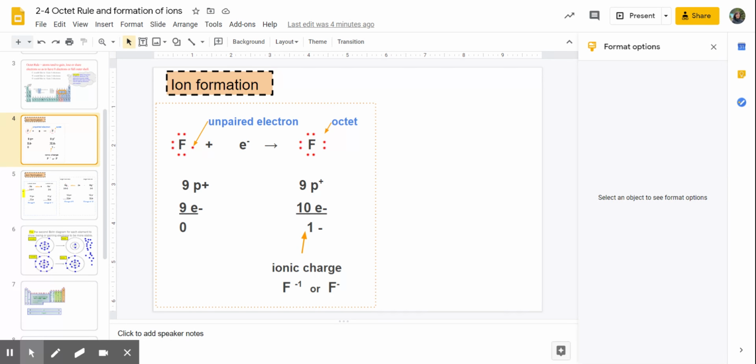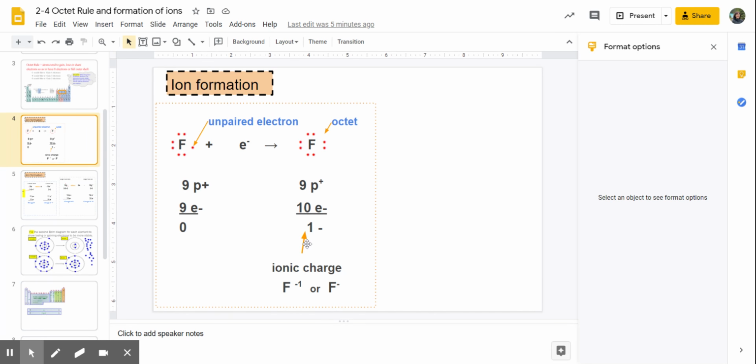So fluorine would easily gain one more electron and form the full octet like this. As a result, the total electrons that fluorine will have after gaining the electron is 10 electrons. But the number of protons doesn't change. It is still 9 protons, but it gains one more electron easily. So in the end, you end up with 9 plus charges and 10 minus charges.